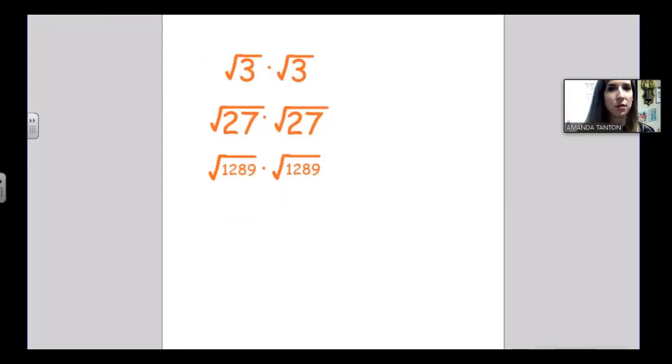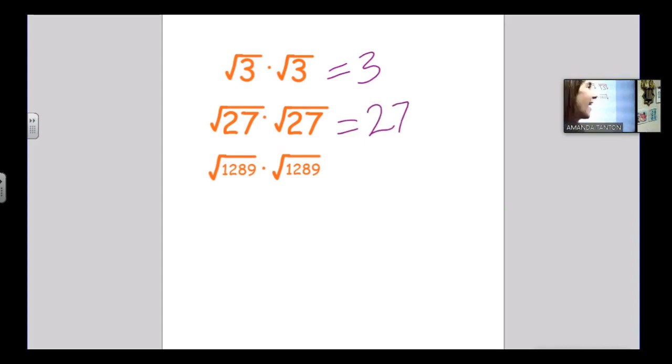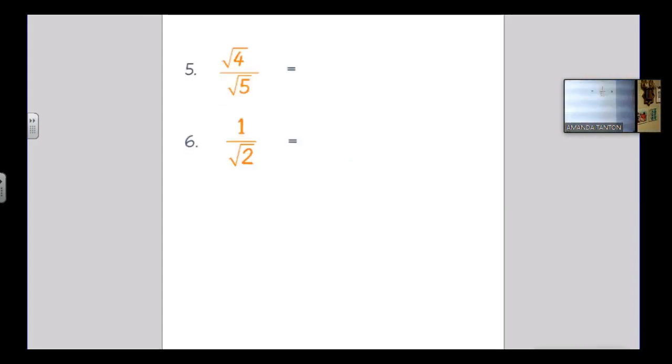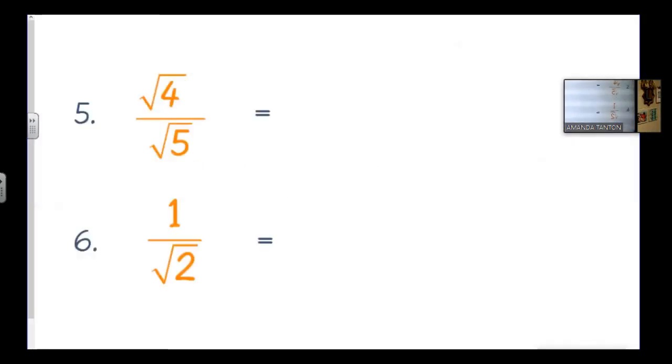What is square root 3 times square root 3? Yell it at me. 3. What is square root 27 times square root of 27? 27. What is square root of 1,289 times square root of 1,289? 1,289. Thank you. Okay? It's very important to know that when you multiply the same radical by itself, they cancel. For those of you who can stay, I'm going to go ahead and do the rest of the examples.